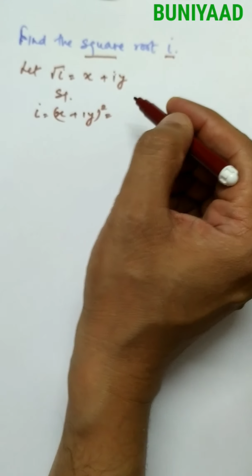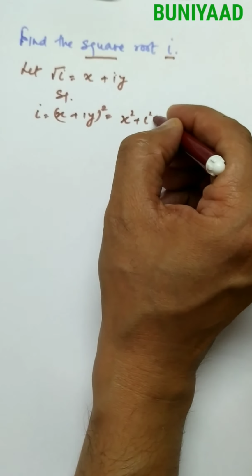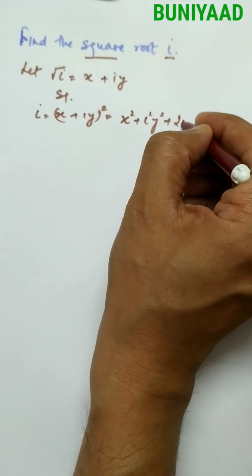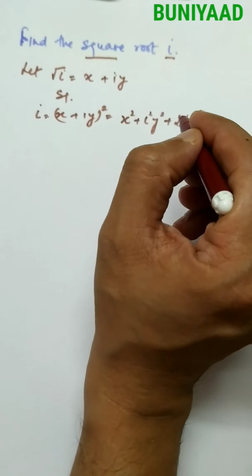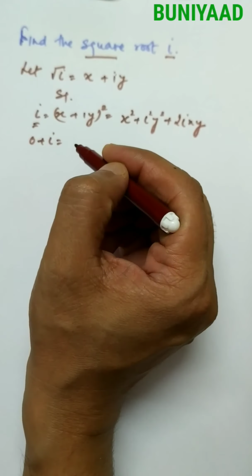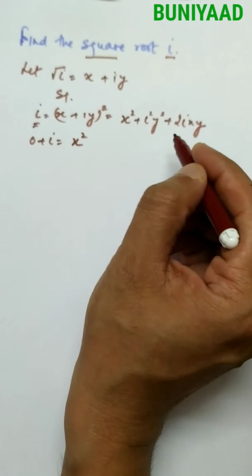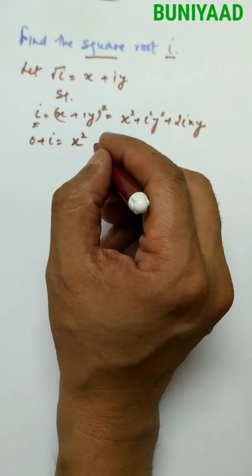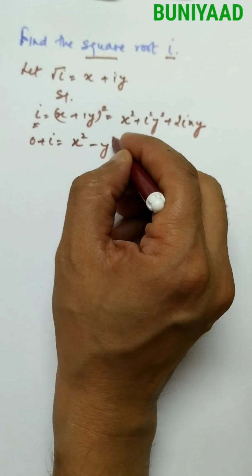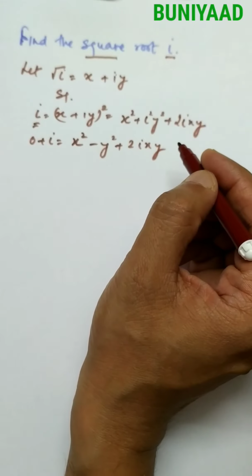square. Now you can open the brackets, you can write a square plus b square plus 2ab. This iota means 0 plus iota, and this is x square, and iota square becomes minus 1. This is x square minus y square plus 2 iota xy.